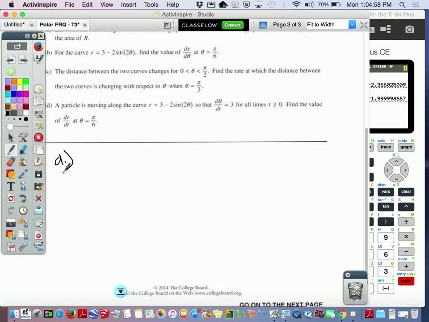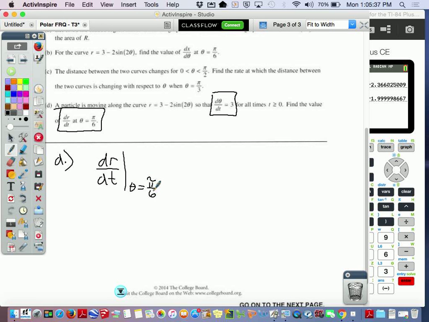This one, like, we're not prepared for this one based on our polar FRQ review. This one's very different. It says a particle is moving along the curve r equals 3 minus 2 sine 2 theta so that d theta dt equals 3 for all times t greater than or equal to 0. Find the value of dr dt at theta equals pi over 6. So we're looking for dr dt at theta equals pi over 6.